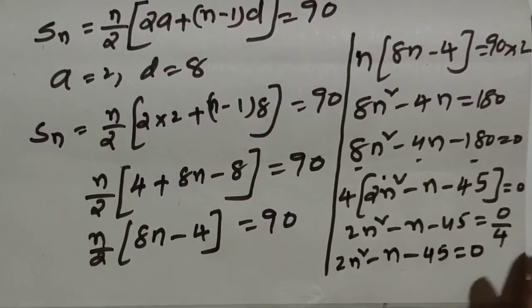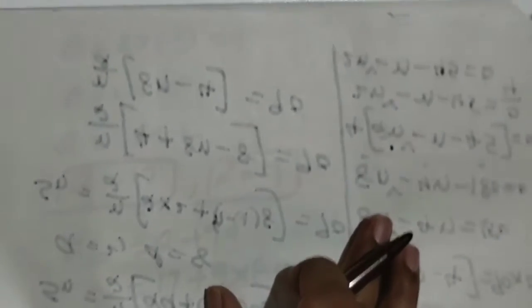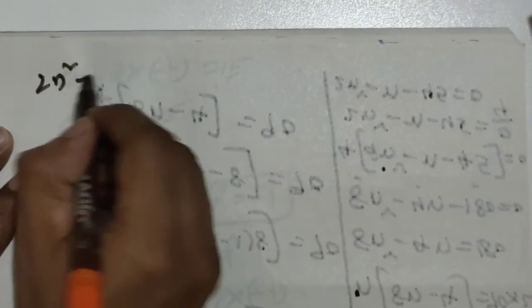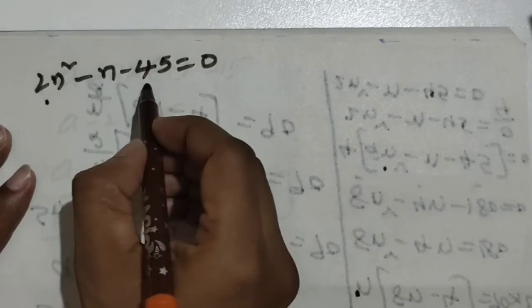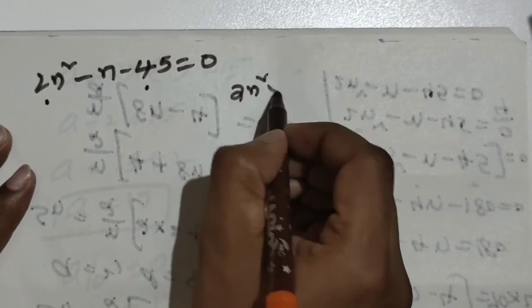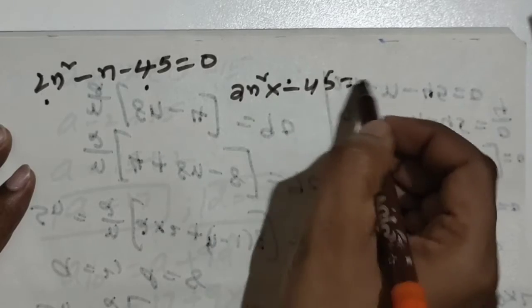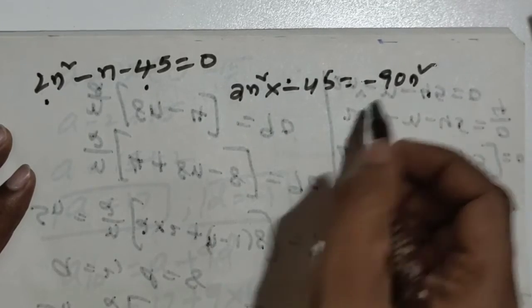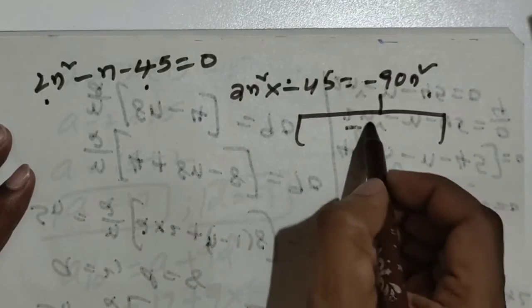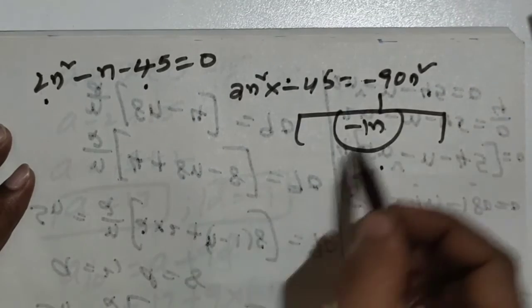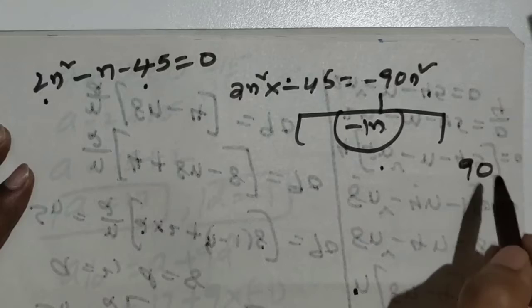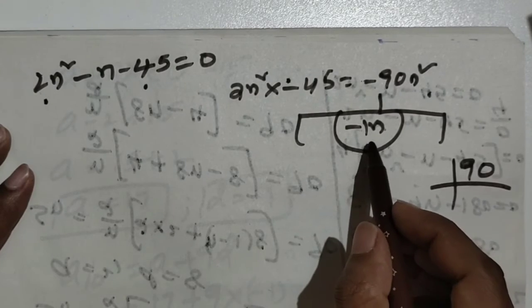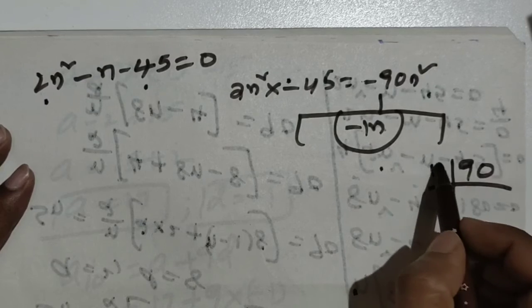Then we got 2n square minus n minus 45 equal to 0 as a quadratic equation in terms of n. Now to get the n value we have to use the factorization method. Okay, let us do that. 2n square minus n minus 45 equal to 0. Just multiply the first and last terms, that is 2n square into minus 45, that is minus 90n square. In the middle we want to get minus n, that is minus 1n. So to get that we have to apply the factors. Take the factors of 90. To get 1n, simply you can write 10 and 9.